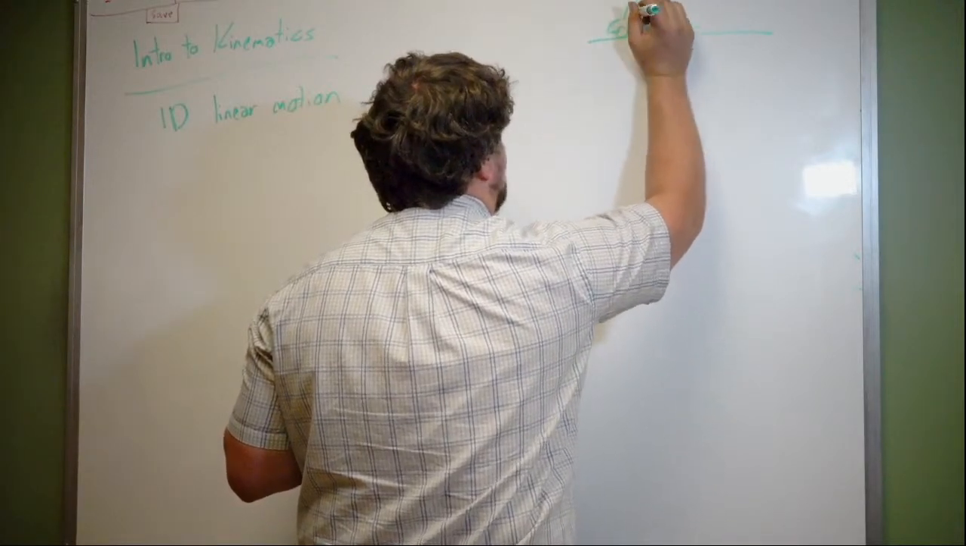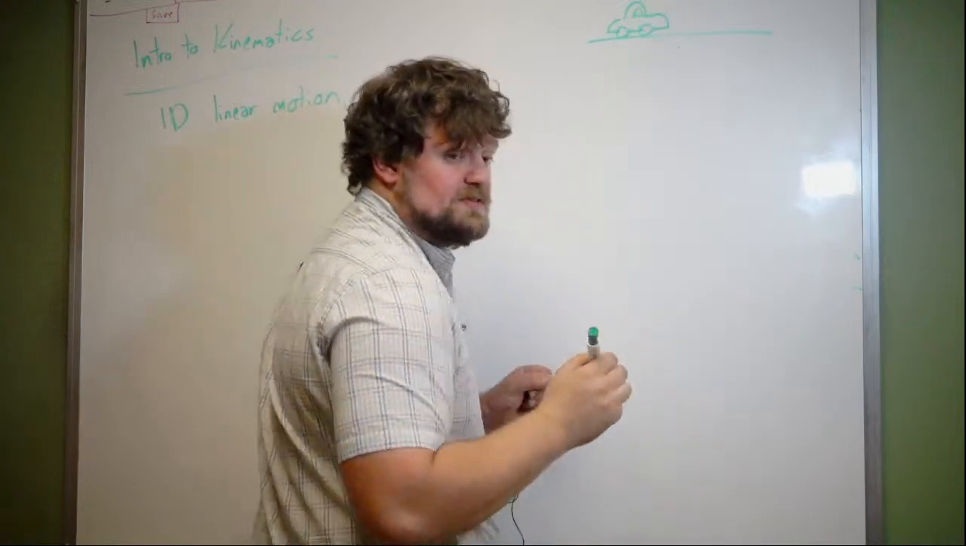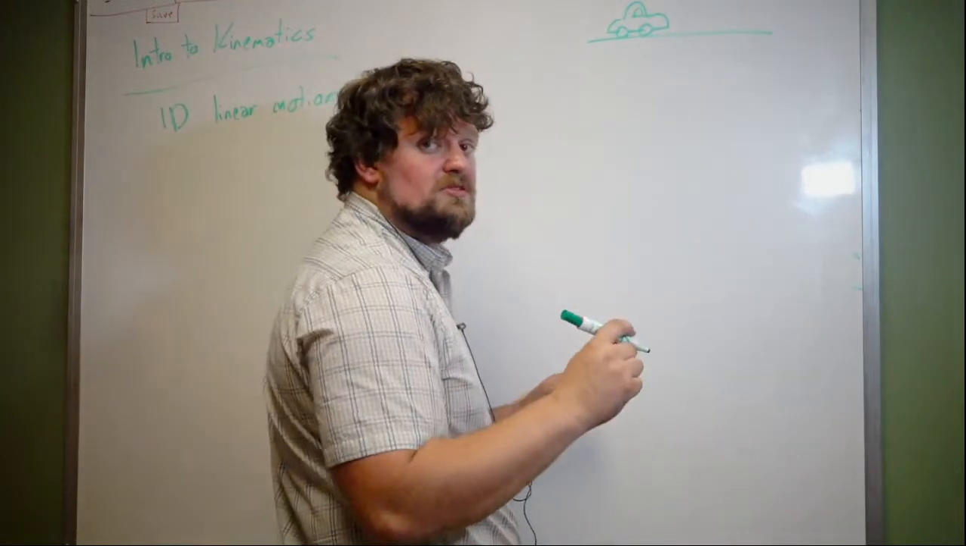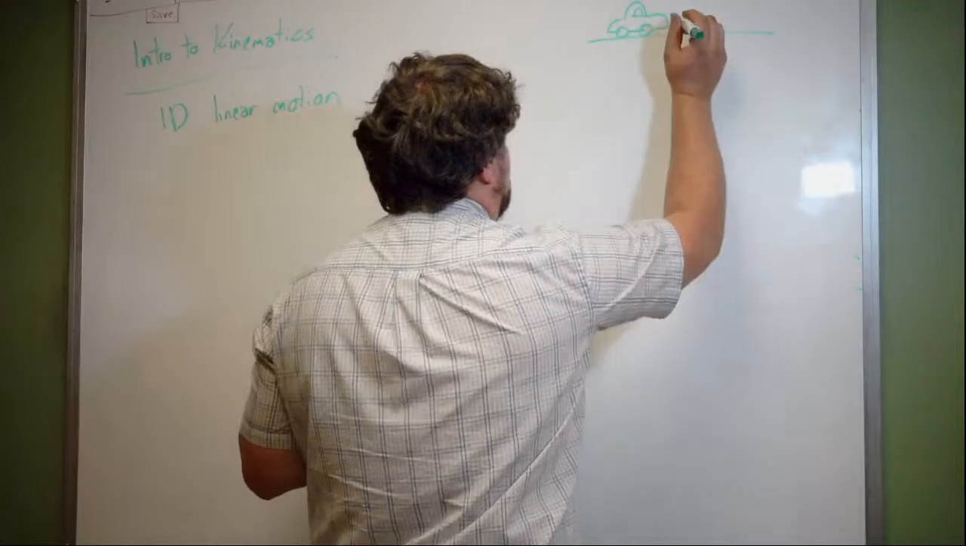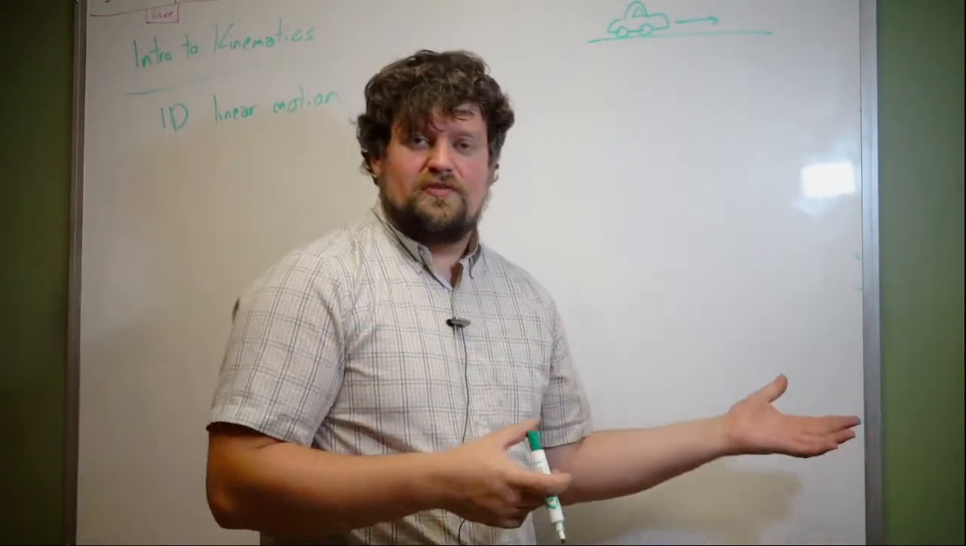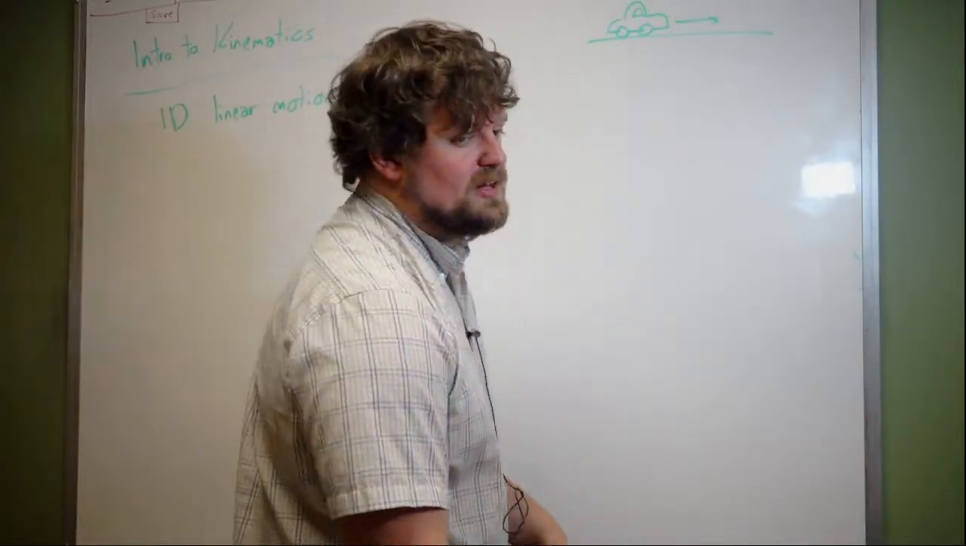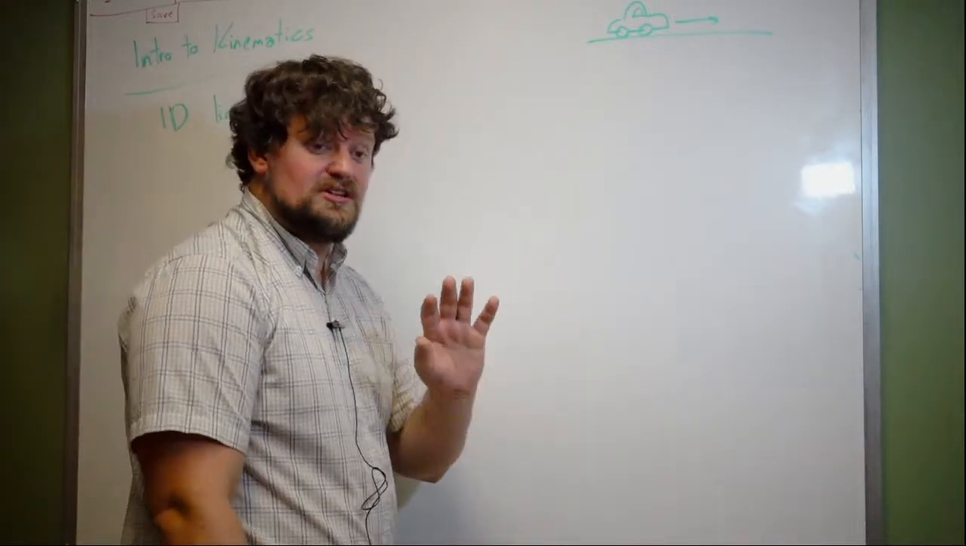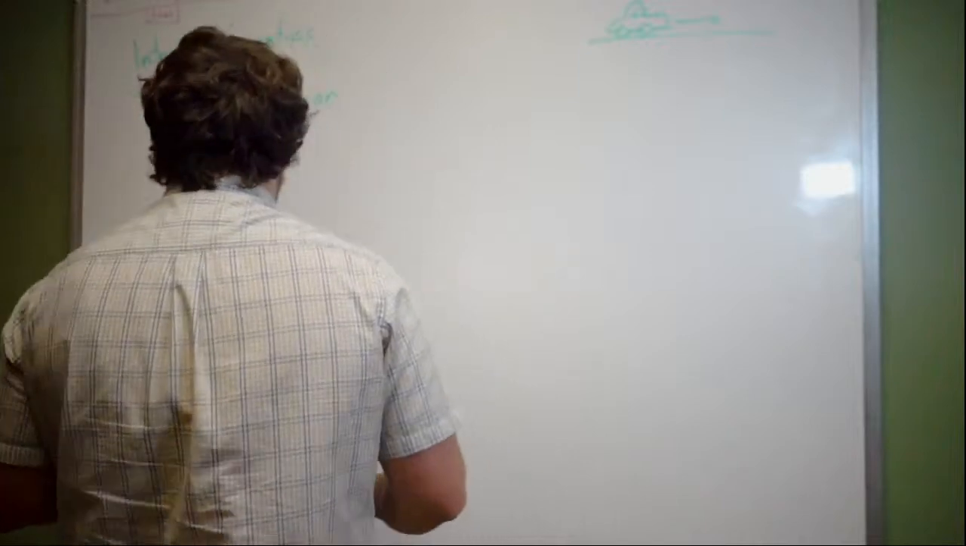Wow, that is squeaky. I am not an artist. No one has ever accused me of being an artist. But you just have a vehicle traveling like this. You have some accelerations, you have a velocity, you have a displacement. Okay, that's where we're headed in this particular series. So 1D linear motion, that's what it means.